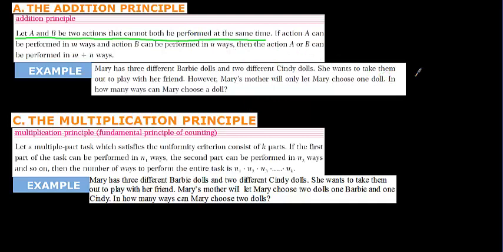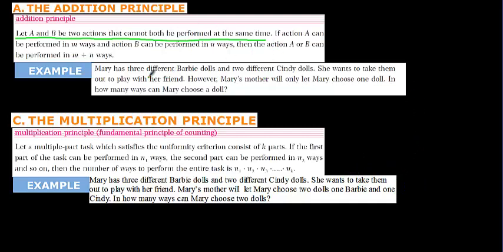So if we cannot do the actions together, or the actions cannot happen together, it means that we are going to use the addition principle. If the actions happen together, we are going to use the multiplication principle.